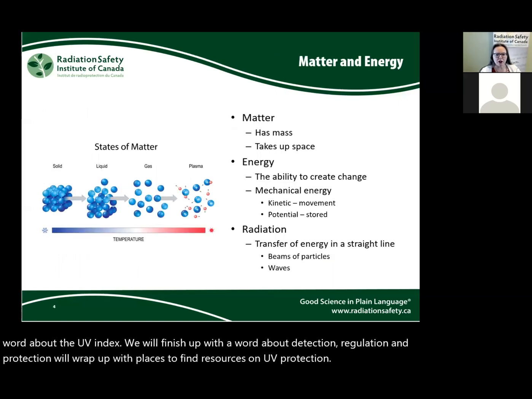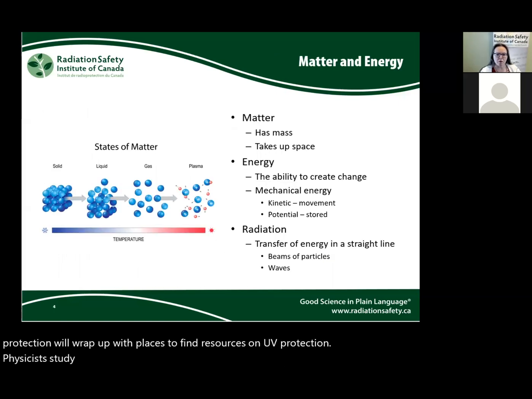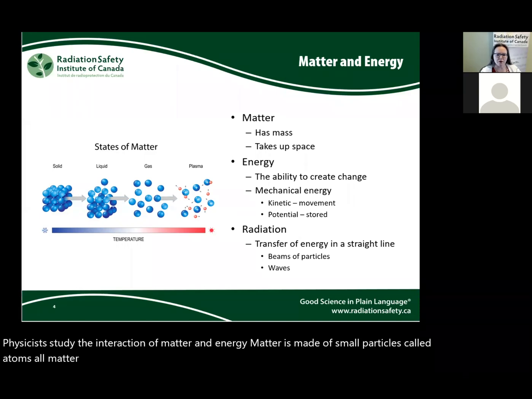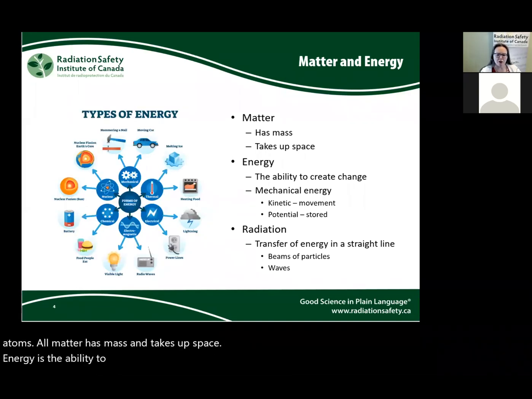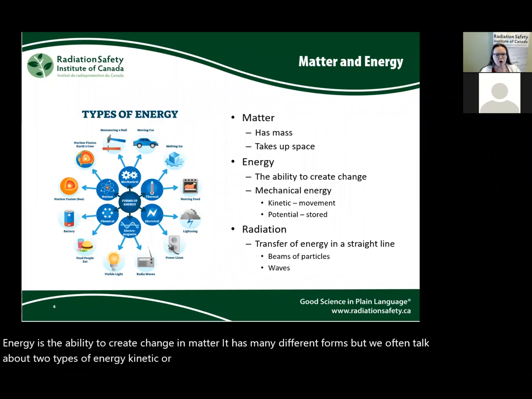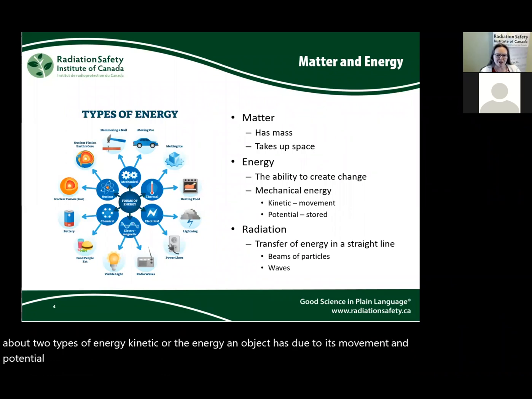Physicists study the interaction of matter and energy. Matter is made of small particles called atoms. All matter has mass and takes up space. Energy is the ability to create change in matter. It has many different forms, but we often talk about two types of energy: kinetic, or the energy an object has due to its movement, and potential, which is stored energy. When energy is transferred out in straight lines, we call it radiation. It can take the form of beams of particles or waves.